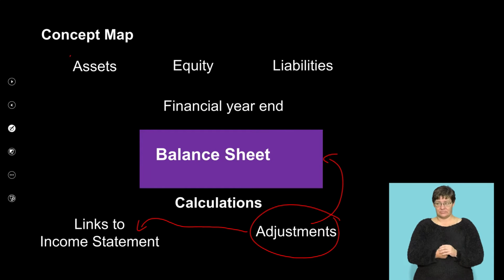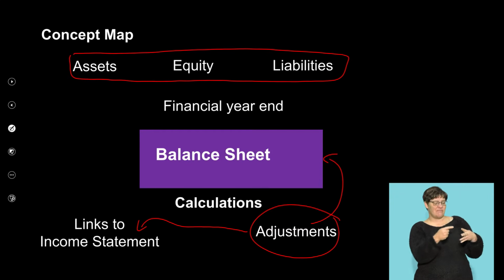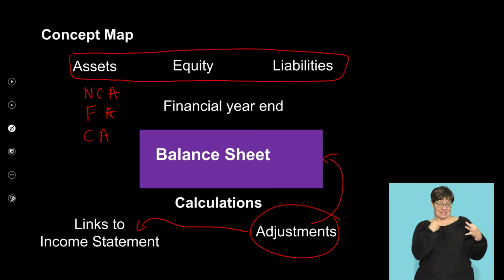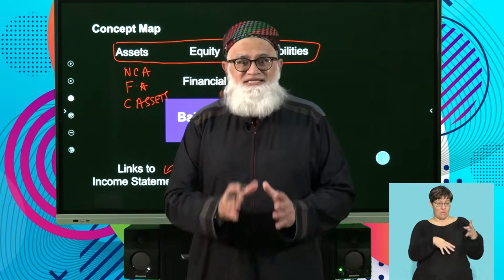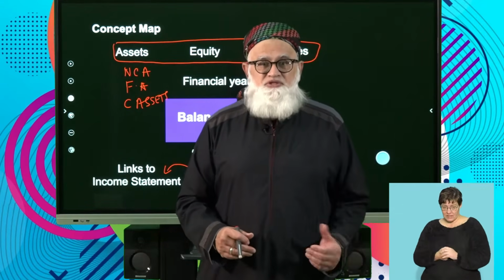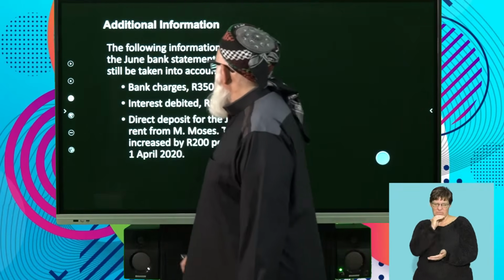Again, we said, remember the components of your balance sheet. You have your assets. Under assets, you have your three components, namely your non-current assets, your financial assets, and then obviously your current assets. Okay, so this means therefore that the format of your balance sheet is critical when you are attempting a question on the statement of financial position, namely the balance sheet. Okay, so here we go.